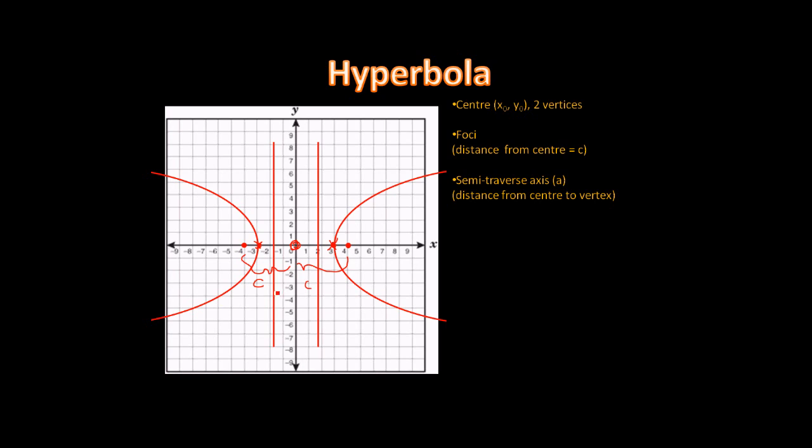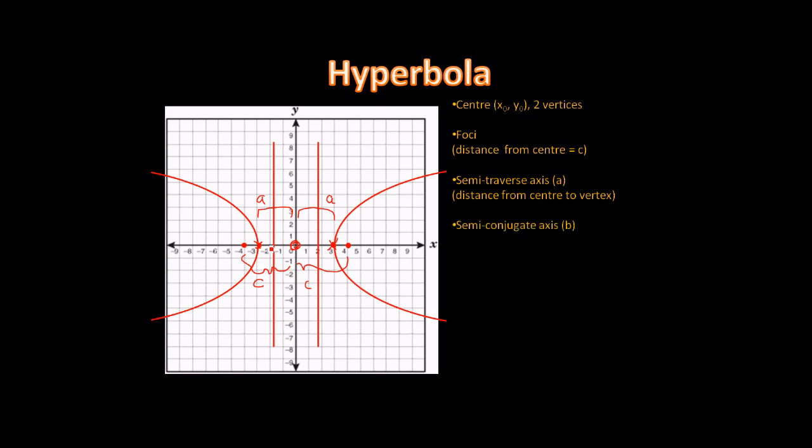Next, we have the semi-transverse axis. The transverse axis is an axis, a straight line, that passes through the foci points and the center. So here it is the x-axis, and we have a value a. This a is the distance from the center to the vertex of the hyperbola. So this is a. Similarly, we have another a here, from the center to the other vertex of the hyperbola.